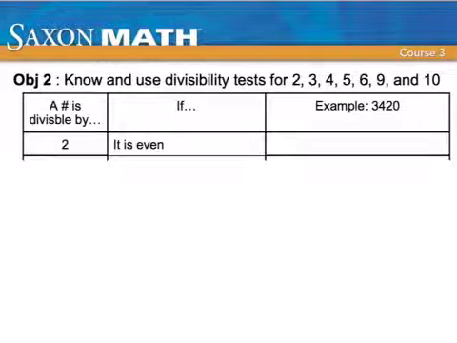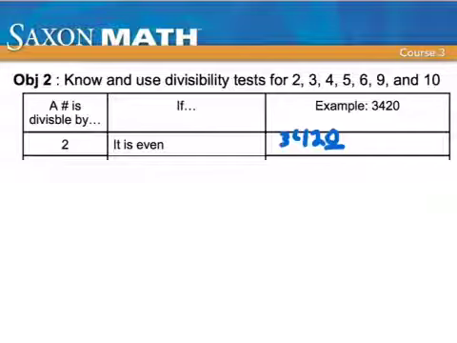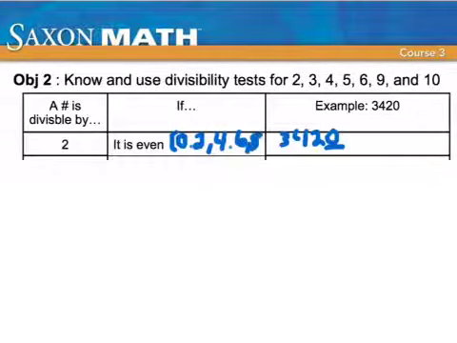So, here we go. A number is divisible by 2 if it is even. So if I look at the number 3420, when I want to know if a number is even or not, I look at the very last number. So I'm looking at the 0. Even numbers end in 0, 2, 4, 6, or 8. Well, 3,420 ends in 0, so it is even. That means it is divisible by 2. So, yes, it's divisible by 2.